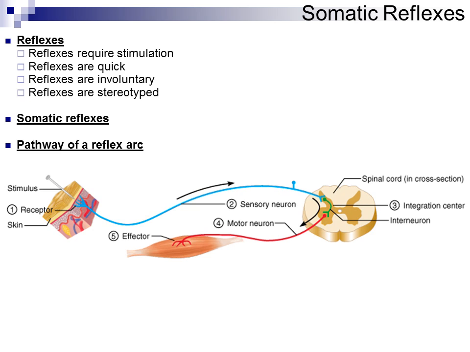In the case of somatic reflexes, these efferent neurons are responsible for carrying motor impulses to the skeletal muscle. The skeletal muscle, the effector, then carries out the response.